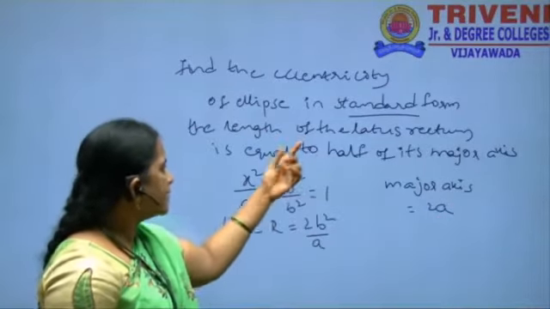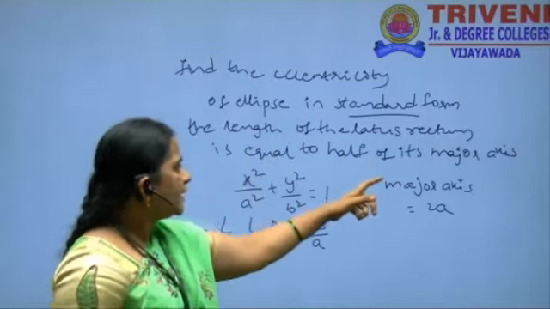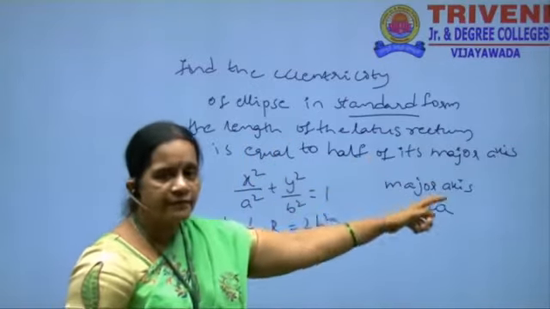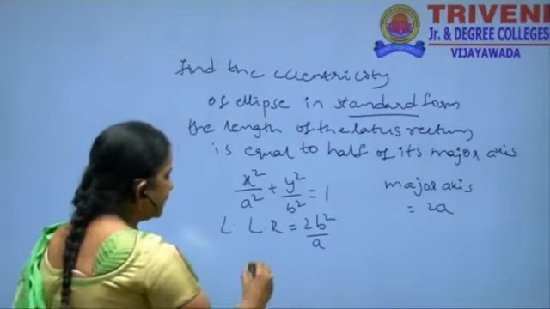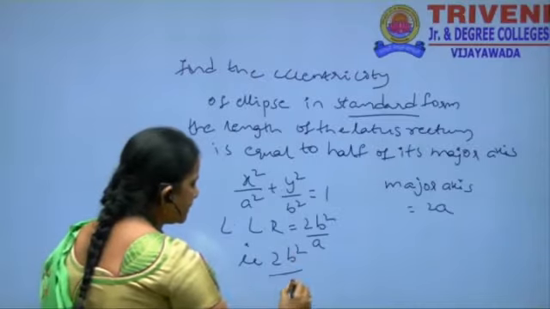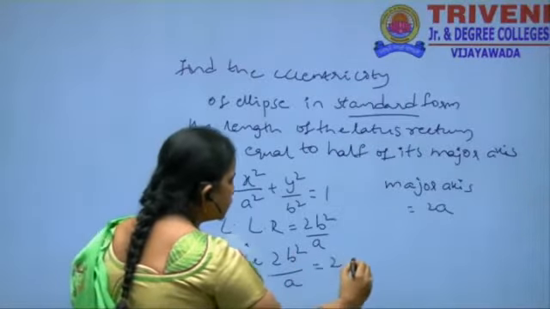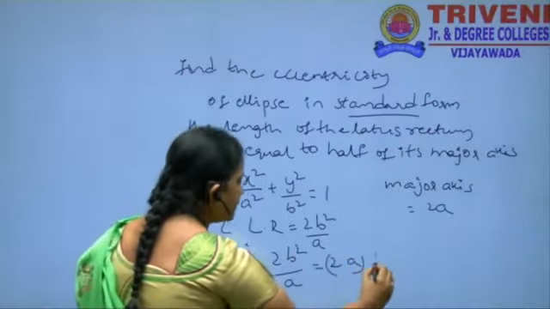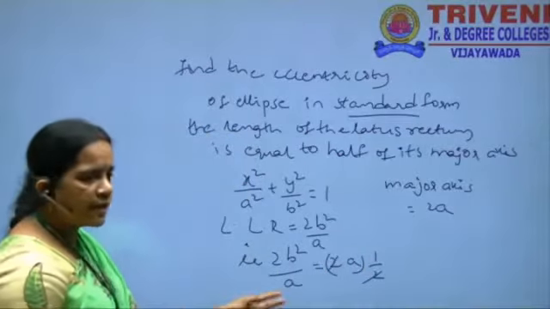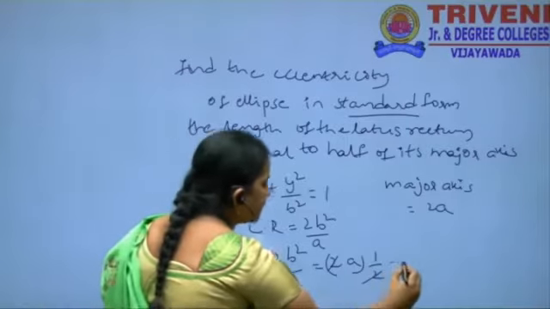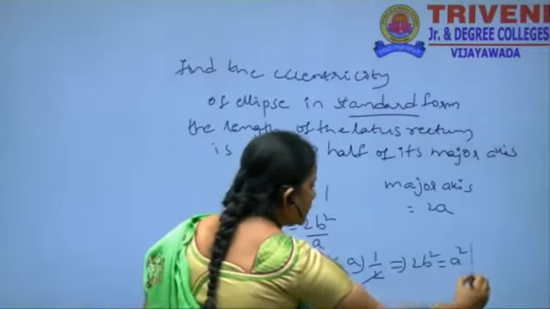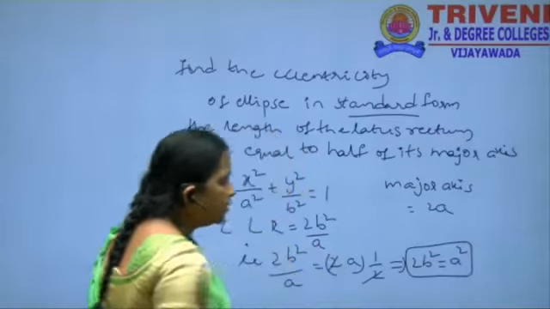They have given in the hypothesis the length of the latus rectum is equal to half of its major axis, that is 2b square by a is equal to half of its major axis. Here 2 gets cancelled, then you get 2b square is equal to a square.